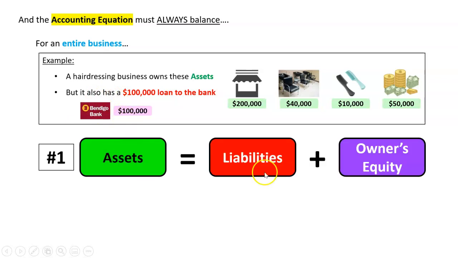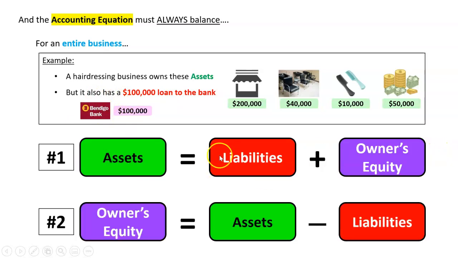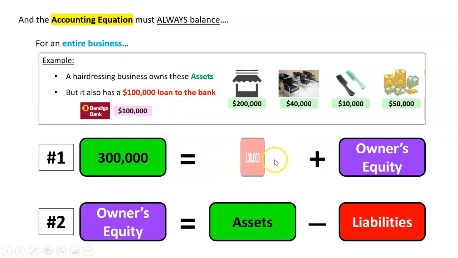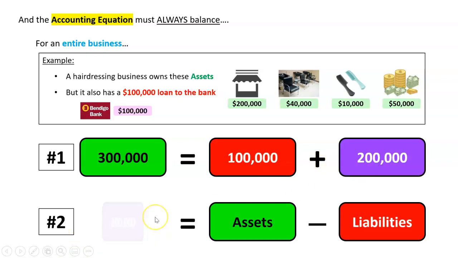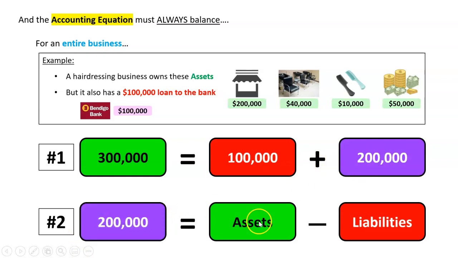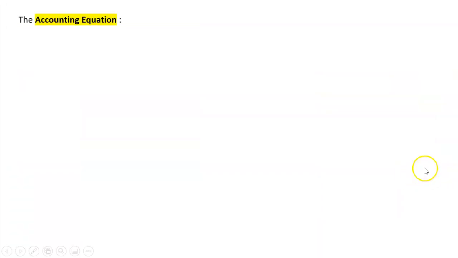So we can express the accounting equation these two ways. If we add all this up, we've got 200, 40, 10, and 50. That's $300,000 of assets equals liabilities of $100,000. So that must mean in this case the owner's equity is $200,000. Now you can express that the second way: the $200,000 of equity equals all of the assets, $300,000, minus the liabilities against those assets, which is $100,000.